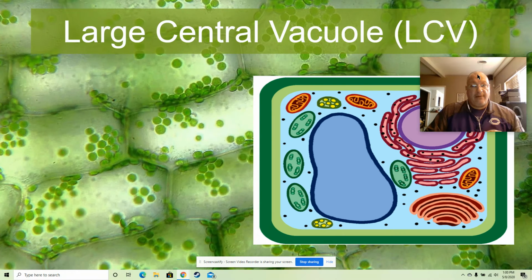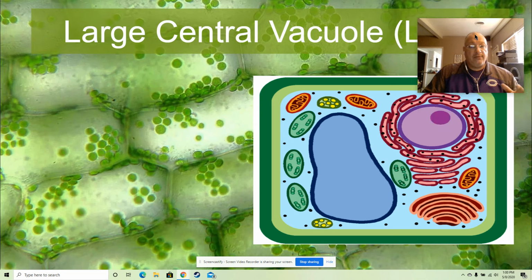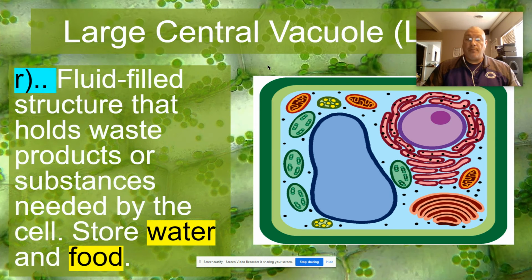So they also have a large central vacuole, or LCV. The large central vacuole is where most of the water goes when you water a plant. It's fluid filled and it holds waste and makes substances needed for the cell. It stores water and food for the plant. It also breaks down waste for the plant.